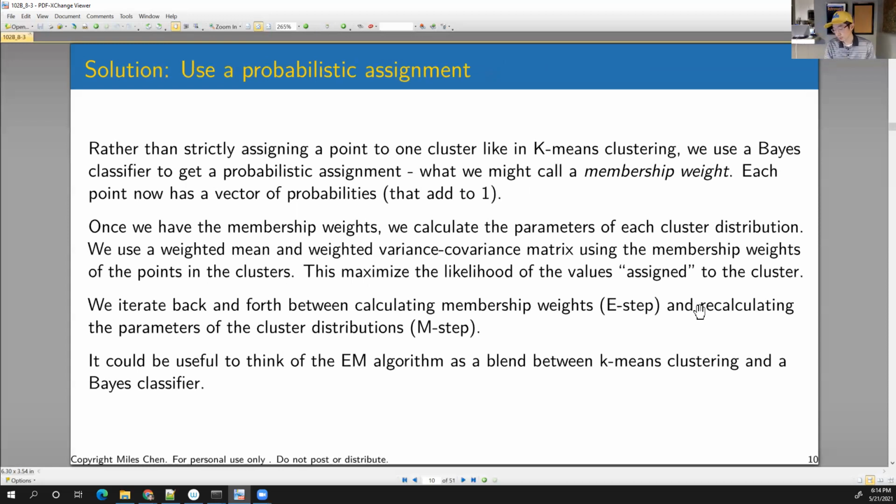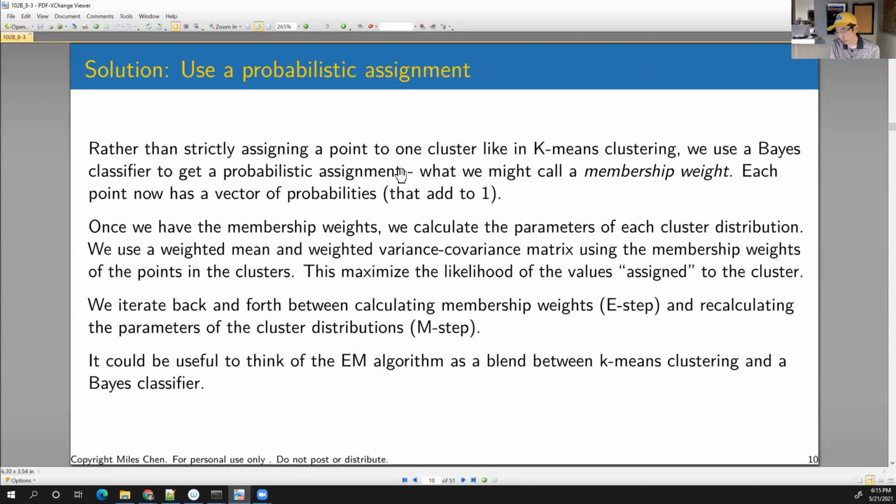All right, and so this is basically what I said, is that we're going to use a probabilistic assignment. So rather than strictly assigning a point to one cluster, like we did in k-means clustering, we're going to use a Bayes classifier to get a probabilistic assignment. And that probabilistic assignment we're going to call a membership weight. Okay, so each point is now going to have a vector of probabilities, and that vector of probabilities is going to sum to 1. Okay, and so once you have those membership weights, you can calculate.